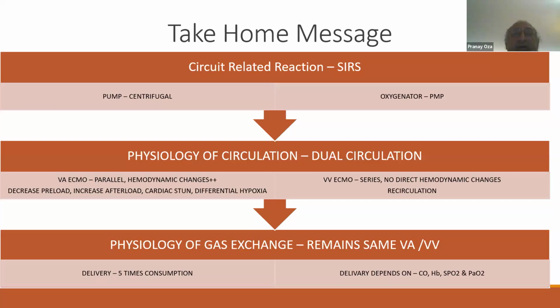So the last part is the take-home message. Circulatory reactions are what we call the surge reaction. Remember, the pump is a centrifugal pump, so it is dependent on preload and afterload. The oxygenator is a PMP oxygenator, so we are not much worried about plasma leak. There is a dual circulation in both VA and VV, but in VA ECMO, the dual circulation is parallel to each other, and that's why there are a lot of hemodynamic changes. In VV ECMO, it is in series, so there are no direct hemodynamic changes. But in VV ECMO you have to be mindful about cardiac stunning, differential hypoxia, and recirculation.